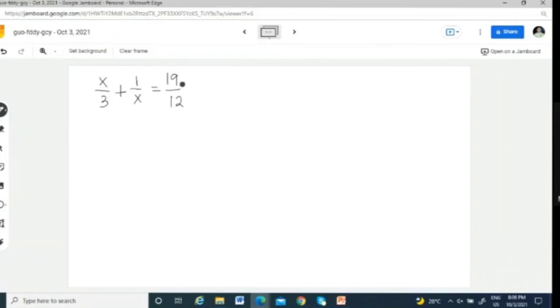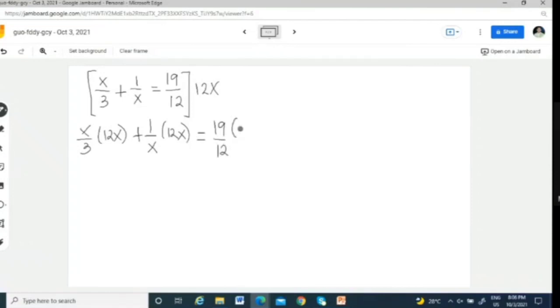We have here 3 and 12. The bigger number is 12, and 12 is divisible by 3. So we have here 12, and we have here variable x, put them together, so the LCD is equal to 12x. Next, we are going to multiply the LCD to the entire equation. We will have x over 3 times 12x plus 1 over x times 12x is equal to 19 over 12 times 12x.